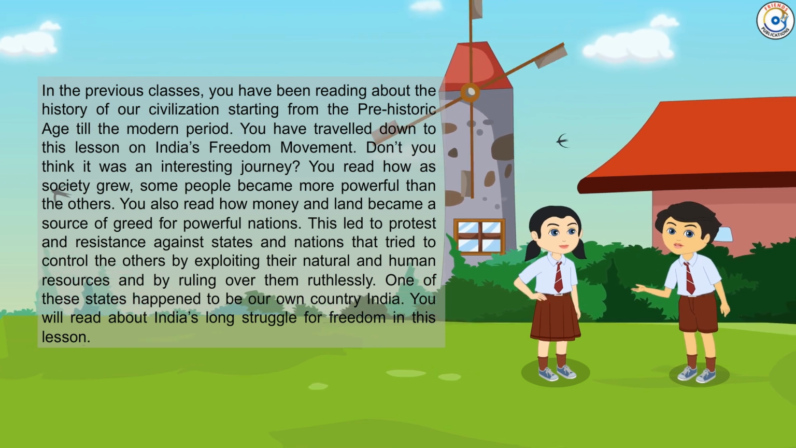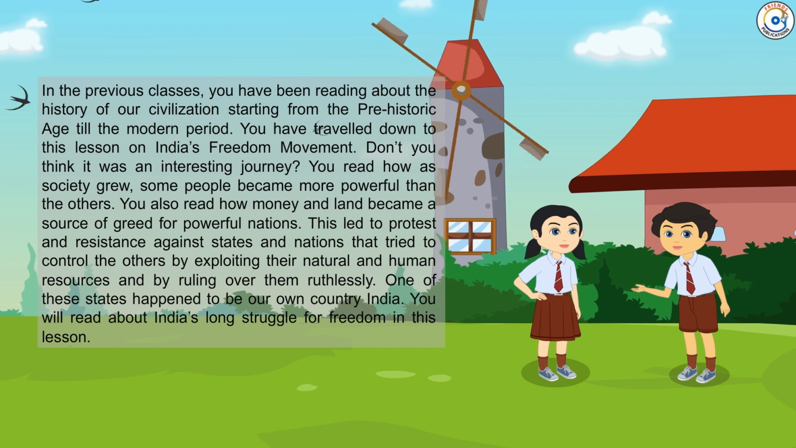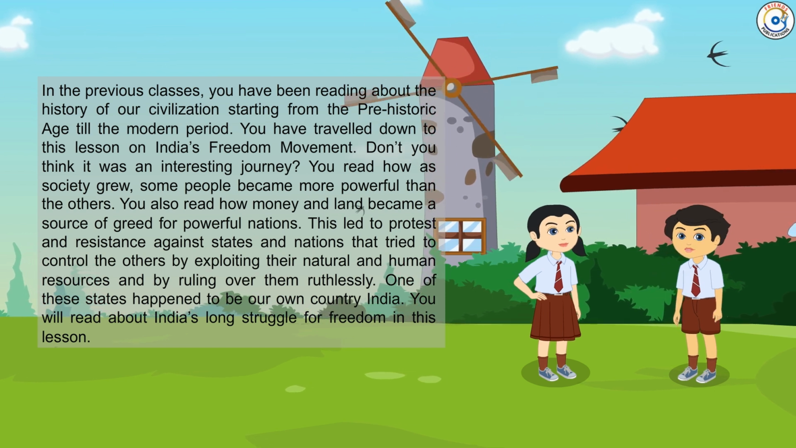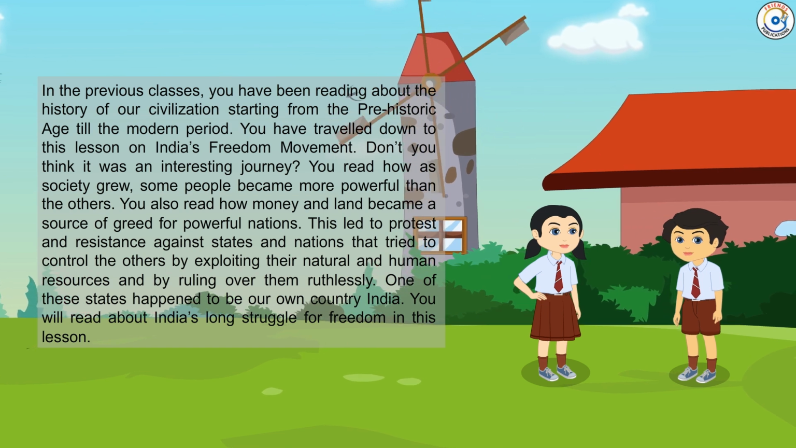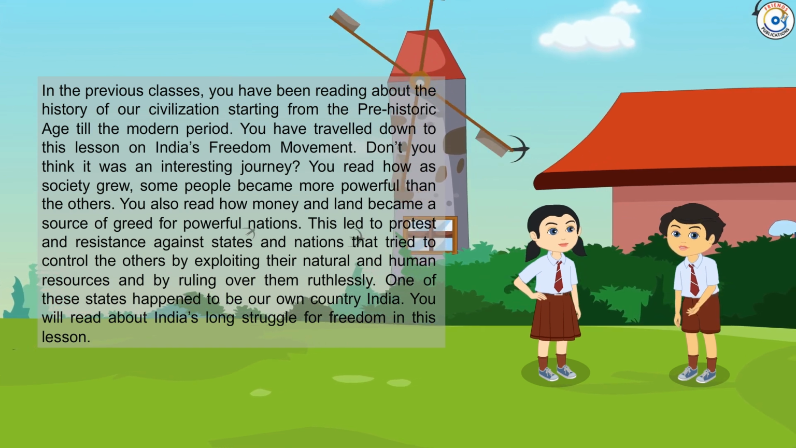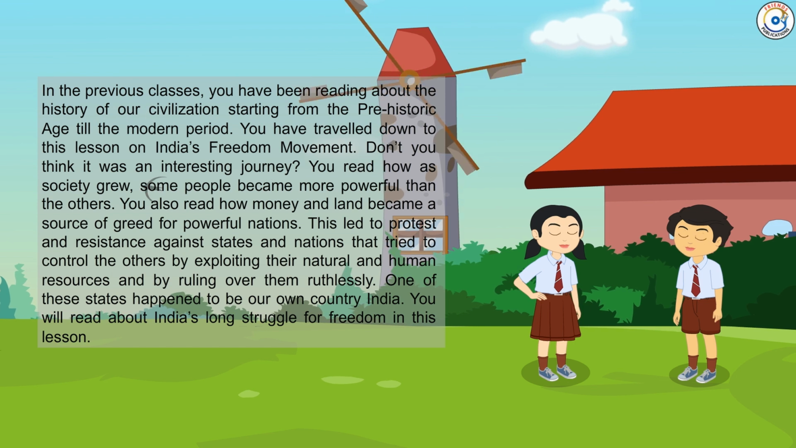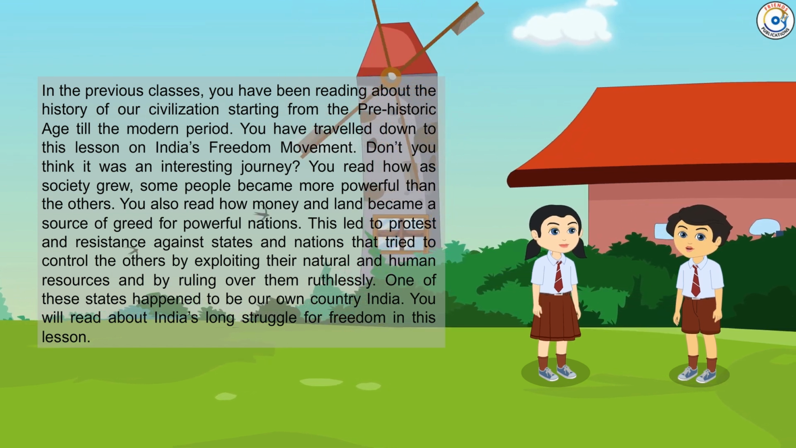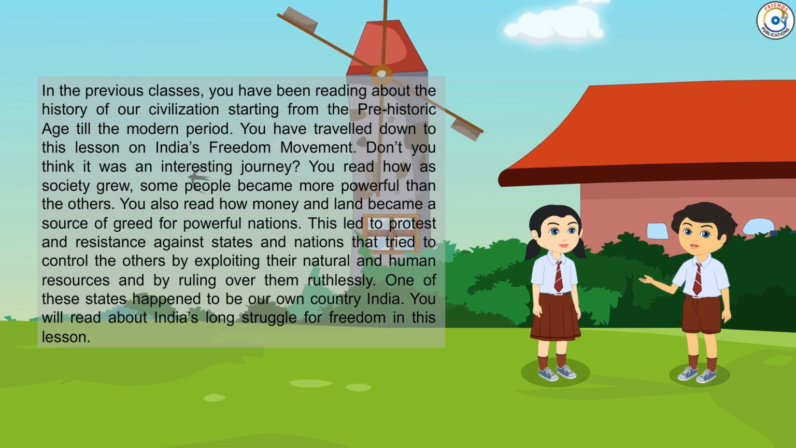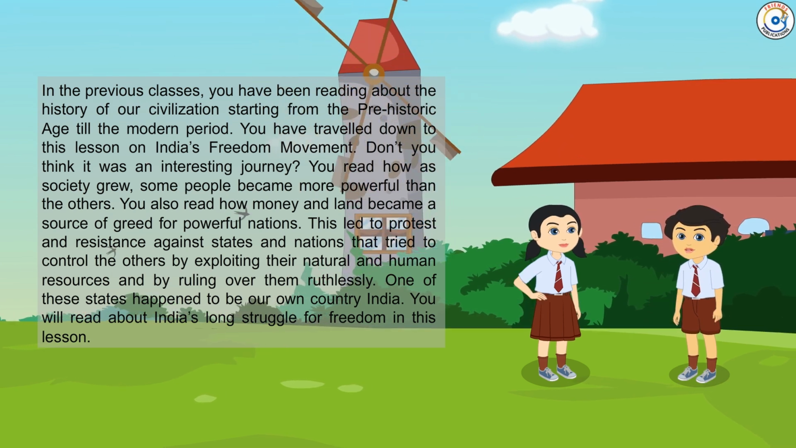This led to protest and resistance against states and nations that tried to control the others by exploiting their natural and human resources and by ruling over them ruthlessly. One of these states happened to be our own country, India. You will read about India's long struggle for freedom in this lesson.